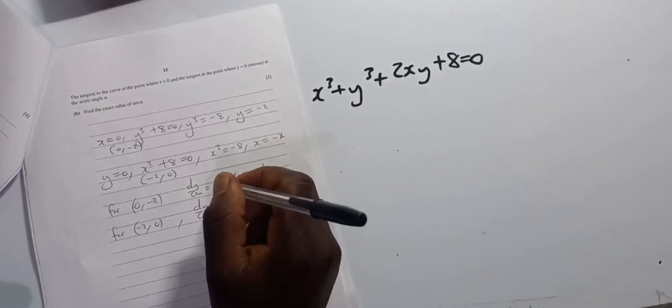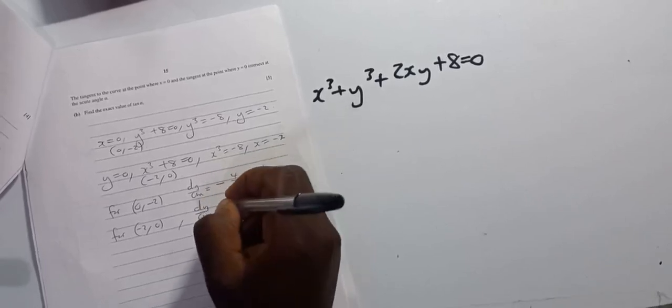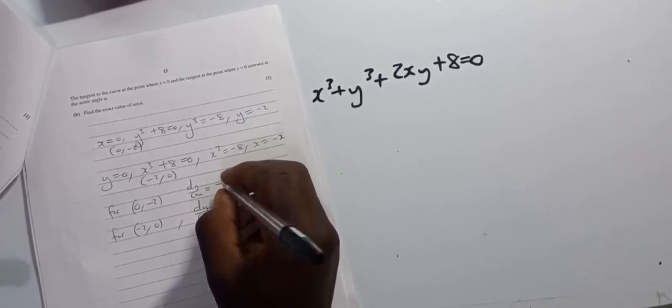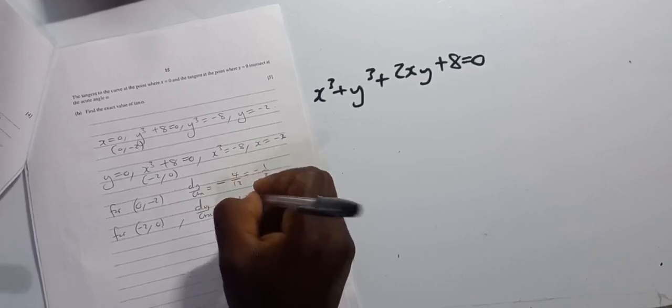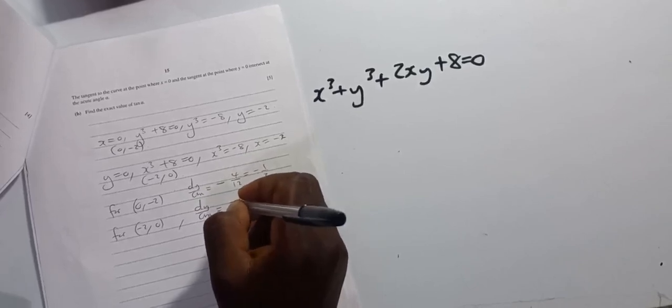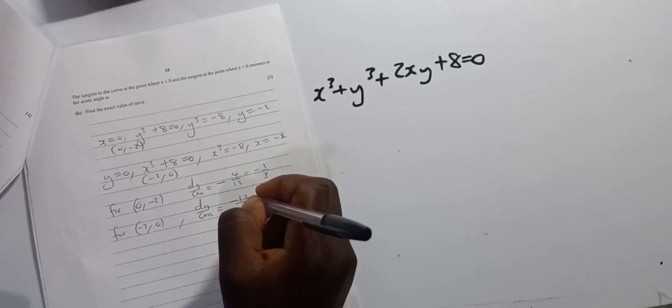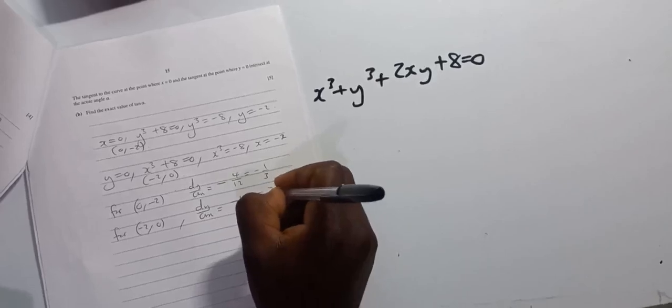Then for (-2, 0), dy over dx equals, we substitute, where there is y we put 0, where there is x we put -2, so 3 times -2 squared, that will be 12, times negative, we have -12, over, where there's y we put 0, so 2 times -2, we have -4, so it means we have 3 here. So these are the gradients of the two tangents.